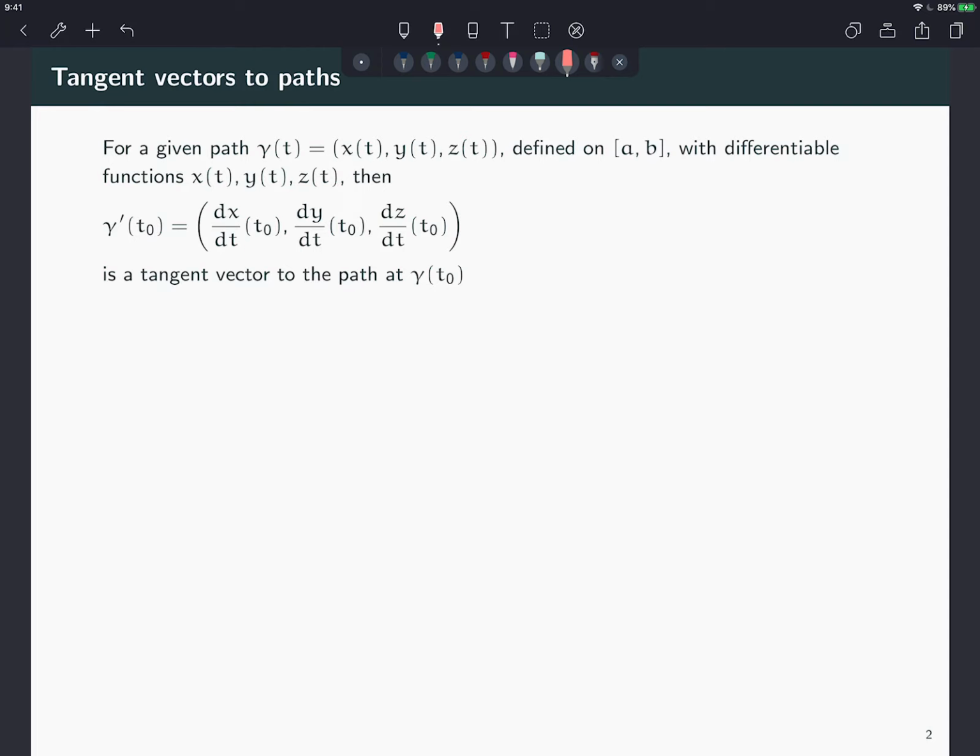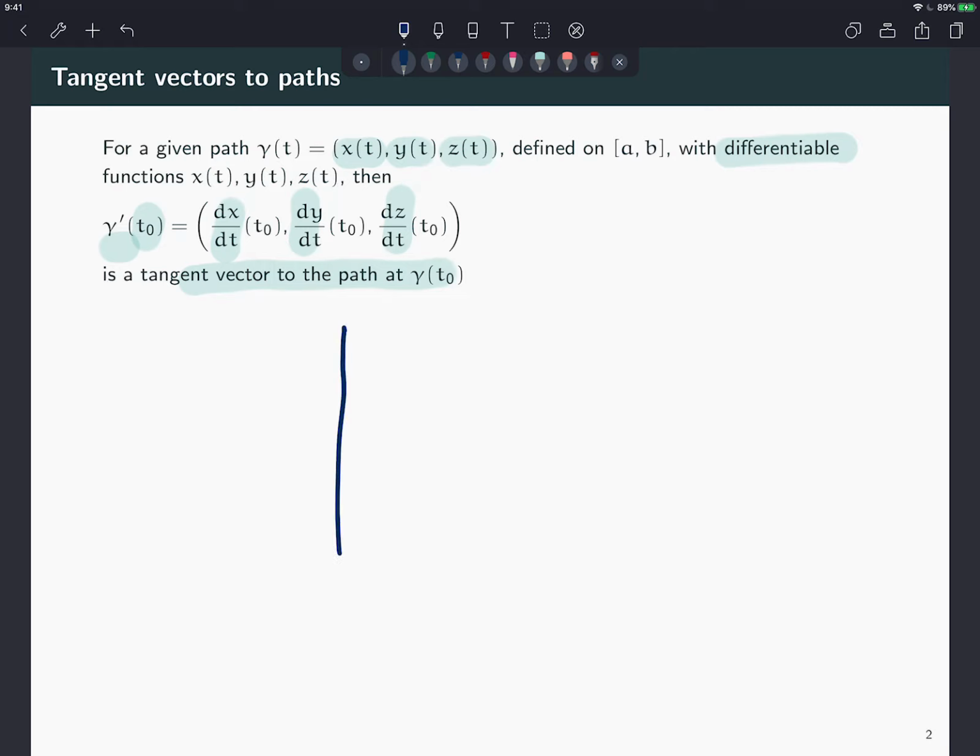So I want to talk about tangent vectors. So of course, if these functions that the gamma is defined, the gamma has three components, x, y, and z. If these three components are differentiable, then you can talk about the derivative of gamma, and then write gamma prime, and that's going to be the derivative of each component. And I'm evaluating at a point, so I'm showing that if at t0, this is a tangent vector to the path at t0. So what does that mean?